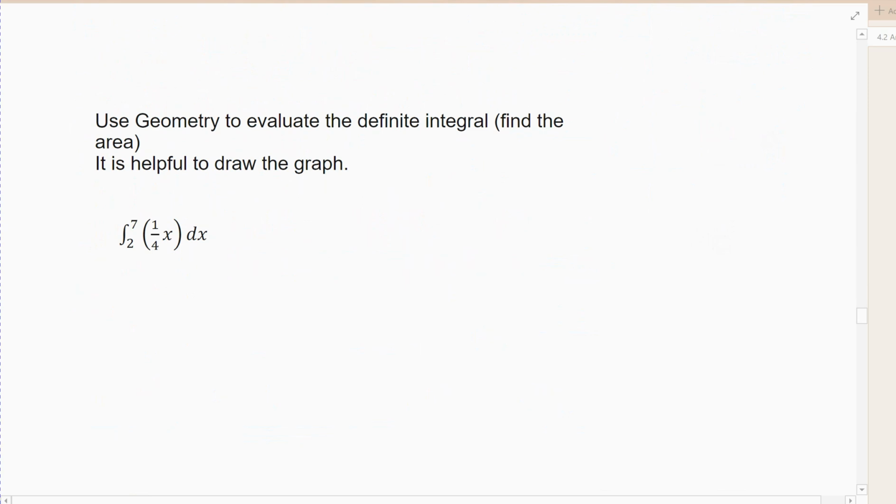Alright, so we'll get to the applications of finding area using geometry and left-hand, right-hand sums. I'm going to stop there.